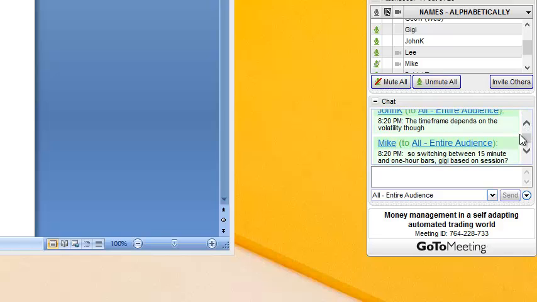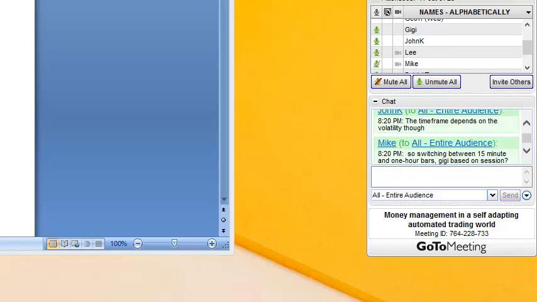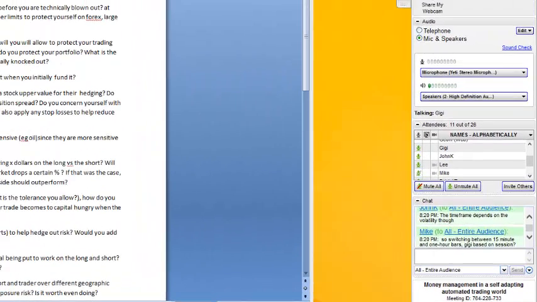A couple of questions came up for you, Gigi. Mike asked, so switching between 15 minute and 1 hour bars, Gigi, based on session? No, I don't switch. I don't have 5 minutes or 15 minutes. Well, I don't have bars at all. But to use this technology, I would have to have bars. In the middle of the night, one bar would be 1 hour, and at London Open, 1 bar would be like 2 minutes, for example. It would be variable length bars. But I don't use bars, I only use ticks.